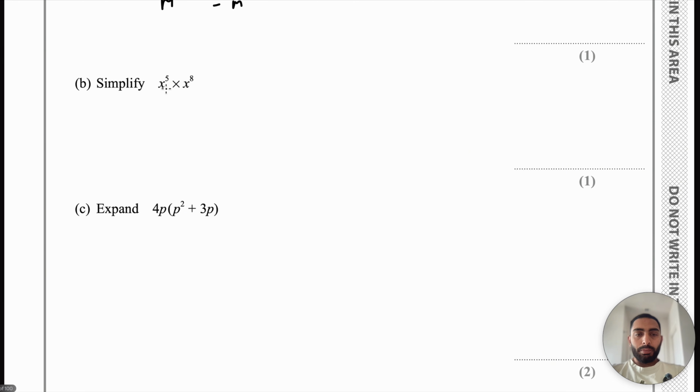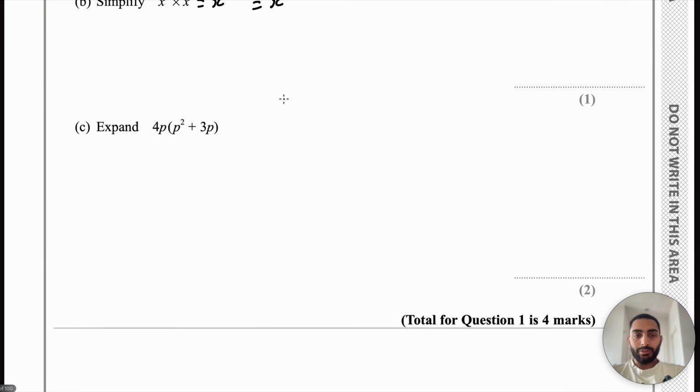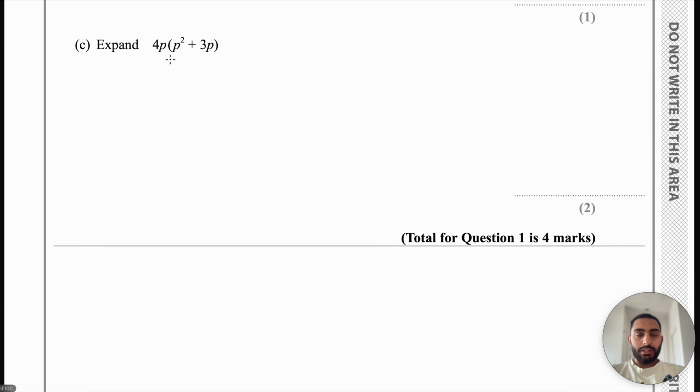Part B. Simplify x to the 5 times by x to the 8. If you have the same base and you're multiplying, you just add the powers and keep the bases as they are. So I'm doing 5 plus 8 for my power. 5 add 8 is 13. That's my final answer.